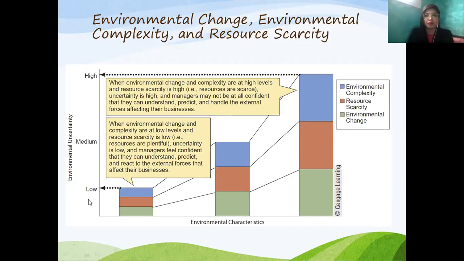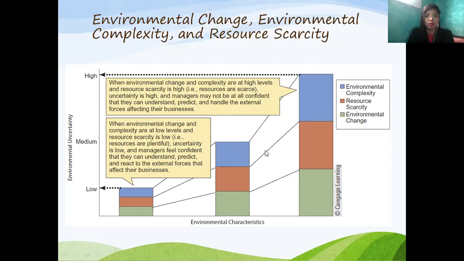So meaning the managers are very confident that they can answer all the queries or all the problems that the company is experiencing, because as a result, they only have low environmental complexity, low resource scarcity, and low environmental change. And that is equivalent to low uncertainty.